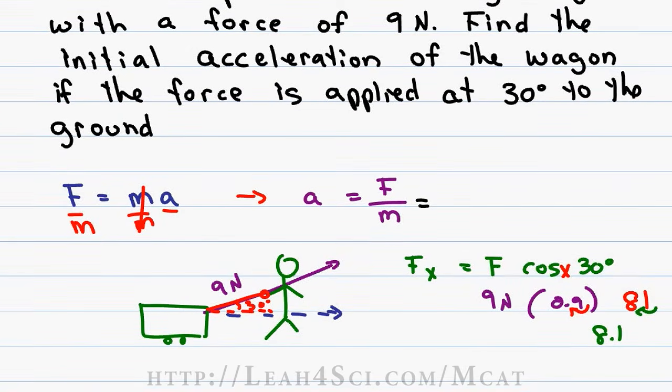To solve for acceleration, we plug in the value for force, 8.1 newtons, the value for mass, 4 kilograms. We'll round 8.1 to 8, and so 8 divided by 4 equals 2, and the units for acceleration are meters per second squared.